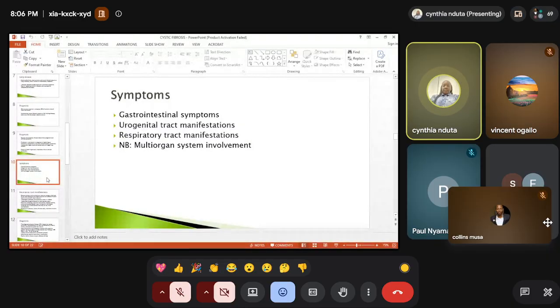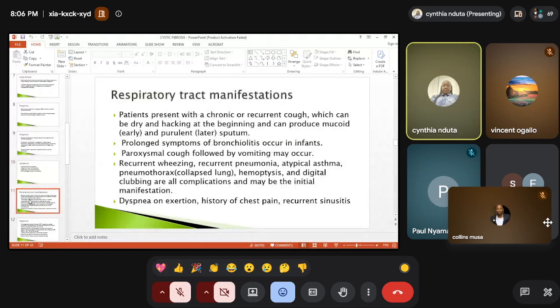So again, what are the systems that are affected? The GI tract, the urogenital tract, the respiratory tract, and you can have multi system involvement of several organs. As for the respiratory tract manifestations, patients usually come with a recurrent, unending, chronic cough, and it can either be dry or produce sputum.